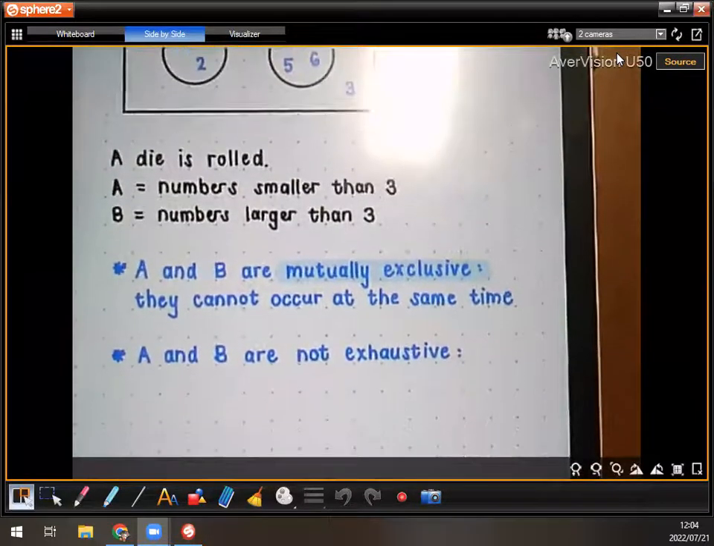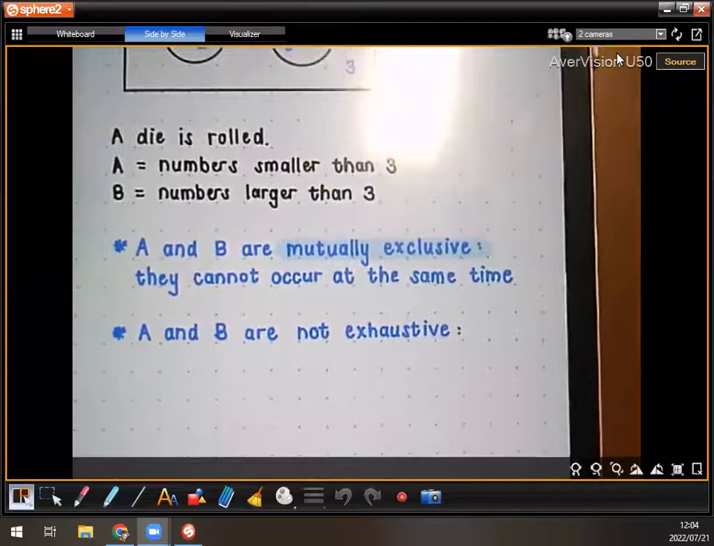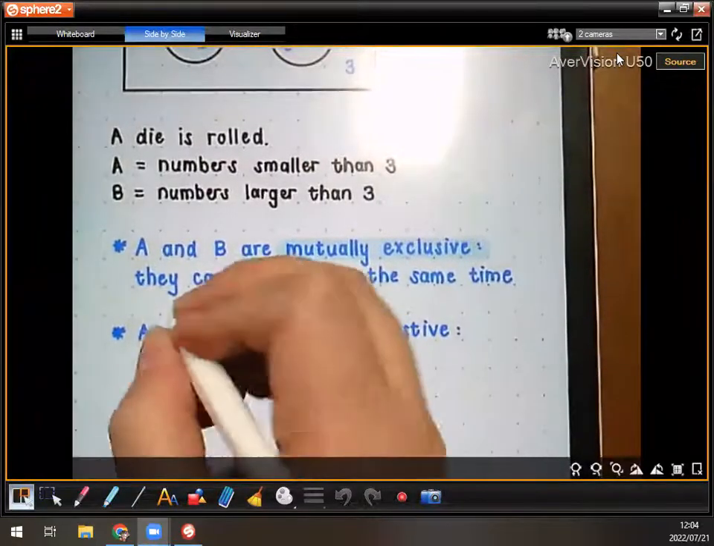The other term is exhaustive. Now, in this case, A and B are not exhaustive, but I'm just going to explain what that means.